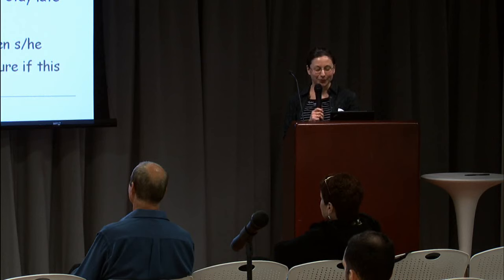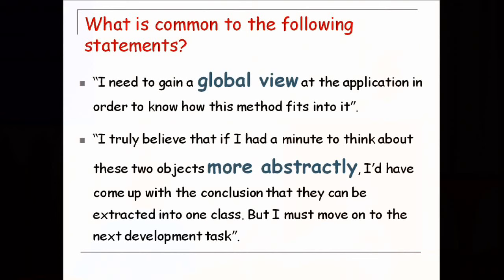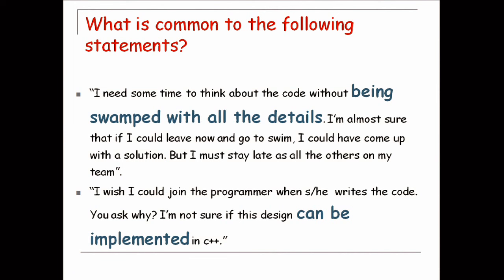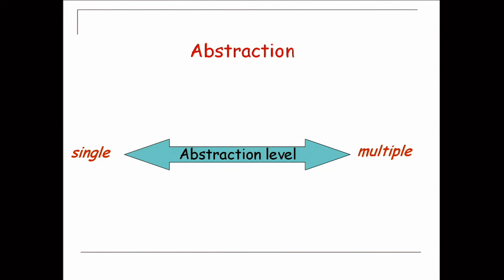The first one said, I need to gain a global view. The second one said, I would prefer to have 2 minutes to think about it more abstractly. The third one said, I'm being swamped with all these details. And the last one talked about implementation, code implementation. And these are all these terms together, and once again there is a tension between very low level of abstraction and high level of abstraction.